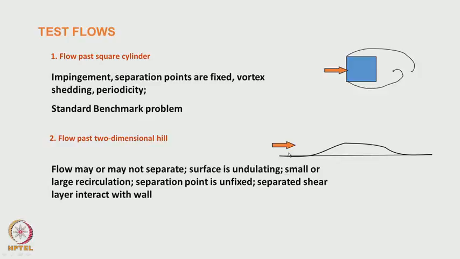Another case is flow past a two dimensional hill. Again, incoming flow is from the left. This has a slope and depending on the slope the flow may separate. If it separates, it comes back and reattaches downstream somewhere here. That depends on the slope of the front portion. If it is not separating, then it follows the geometry and then flows afterwards. This geometry also can be thought of as an undulating surface.